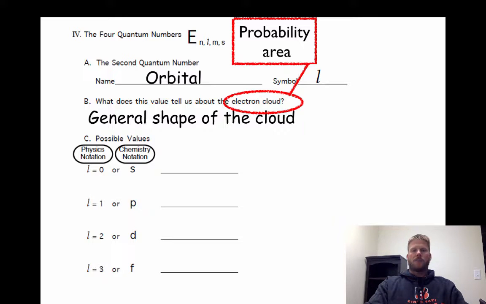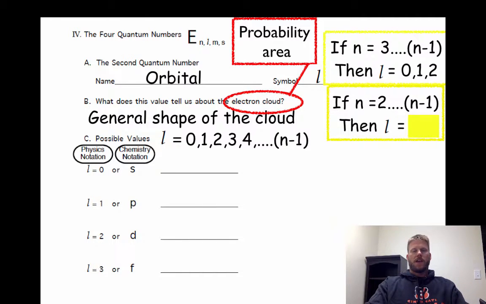Okay, now the possible values for L are actually a range of values leading up to what we call N minus 1. So best seen with an example here. If your N number is 3, then your possible L numbers are 0, 1, and 2. Okay, a range of values from 0 to N minus 1. So you try one here. If N equals 2, what are the possible values for L? Well, it's a range from 0 to N minus 1. So the possible values would be 0 and 1.